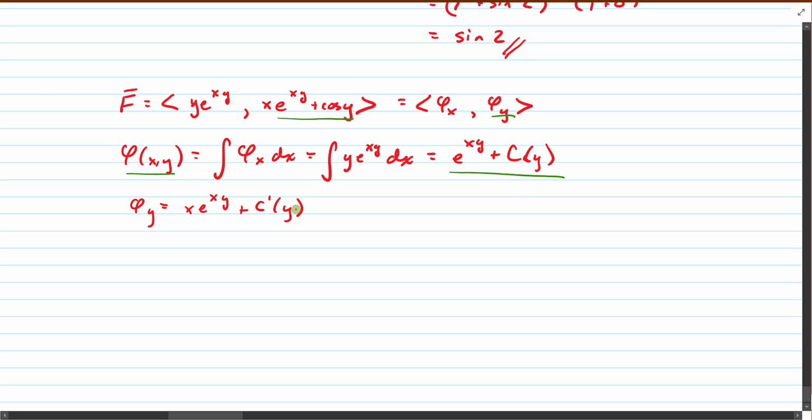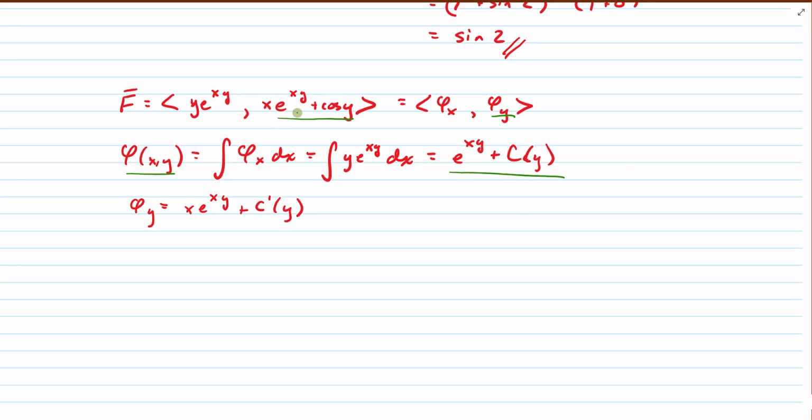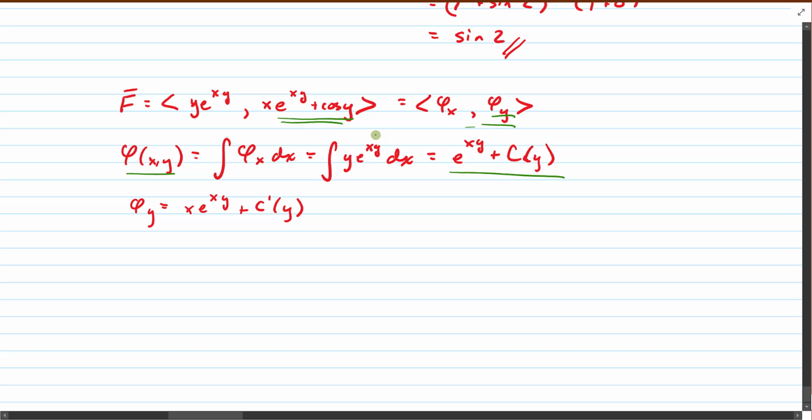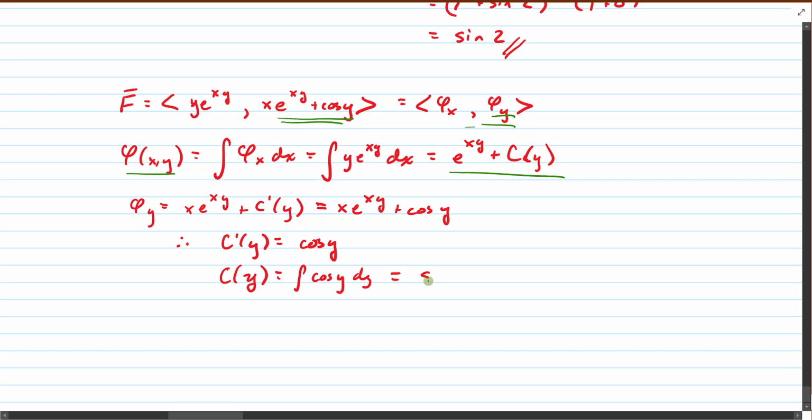But if we get it by equating these two expressions, then we have that needs to be equal to x e to the xy plus the cosine of y. Therefore, c prime of y needs to equal the cosine of y, which tells us that c of y would be the antiderivative of the cosine of y dy, which is equal to the sine of y plus c, and we'll just pick c equal to 0.